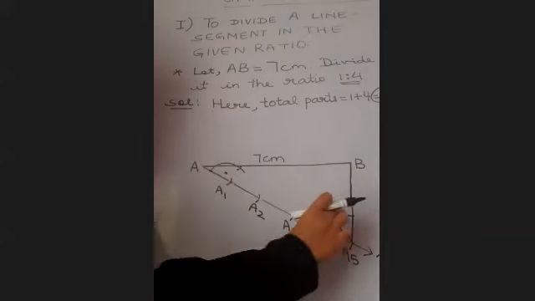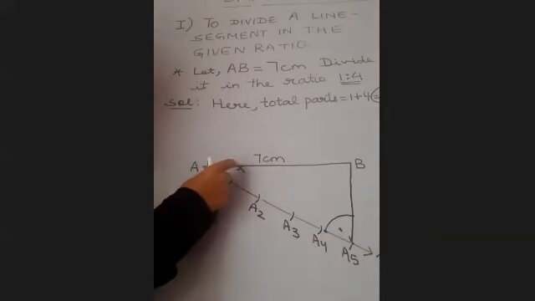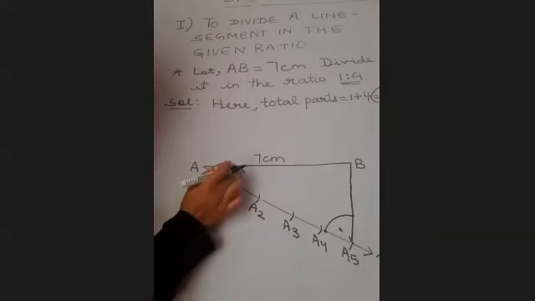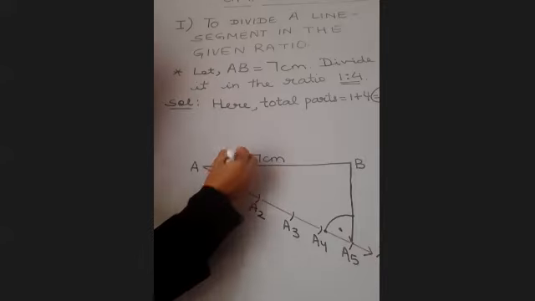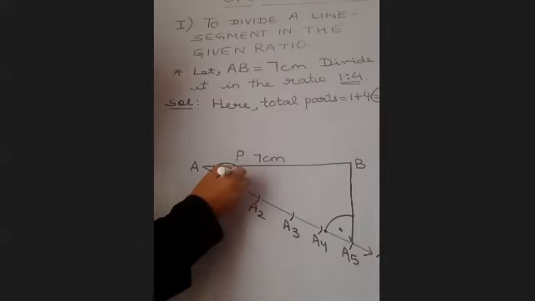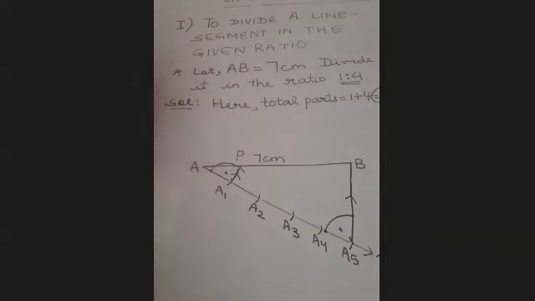Now you have to measure this. You have to measure this. Measure this and put the arc here. Now wherever this intersects the arc, join it with A1. Join it with A1. Let it be point P. Now these two lines are parallel. These two lines are parallel.